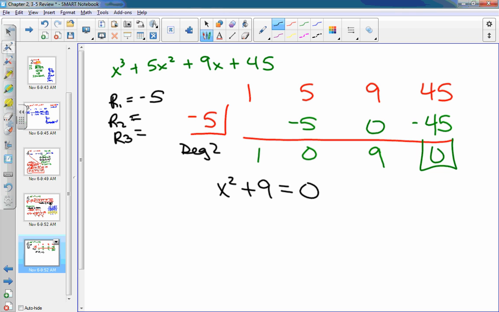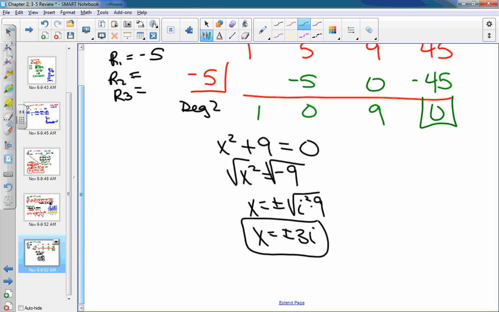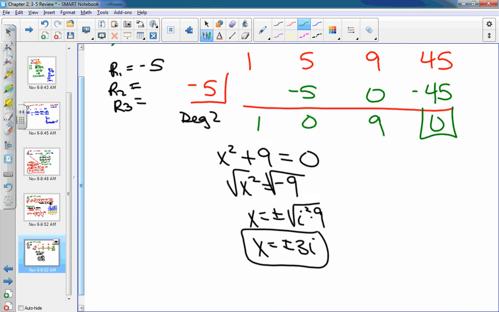Equals 0. Do I have to use the quadratic formula on that? No. I could. A would be 1, B would be 0, and C would be 9. But I don't have to use the quadratic formula here because I can solve this outright. So what I'm going to do is subtract the 9. Then what? Take the square root of both sides, and I'm going to have x is equal to plus or minus the square root of negative 9. What is that going to give me? Plus or minus 3i.